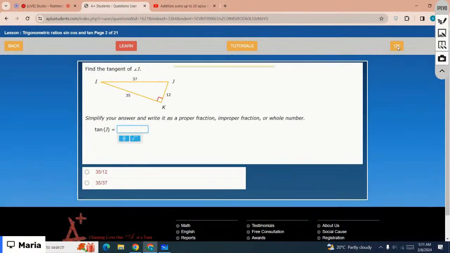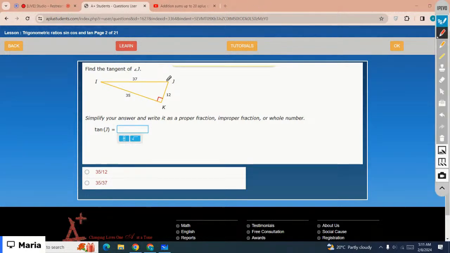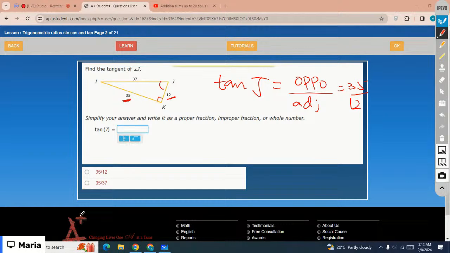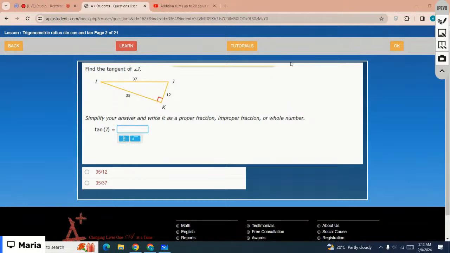The next one is, what is the tangent of angle J? Okay, so here is angle J. Tangent of angle J is opposite divided by the adjacent. So from angle J, opposite is 35 and adjacent is 12. So that is 35 divided by 12. Got it? Option number 1 is the correct option. That is 35 divided by 12. Got it?